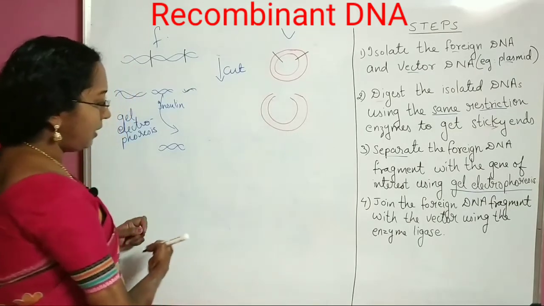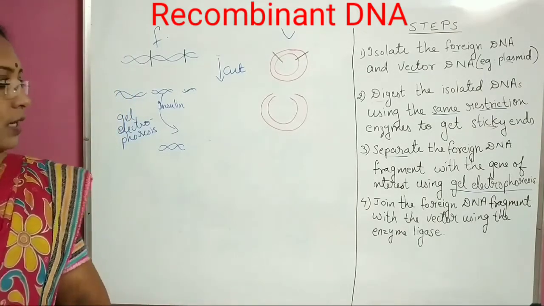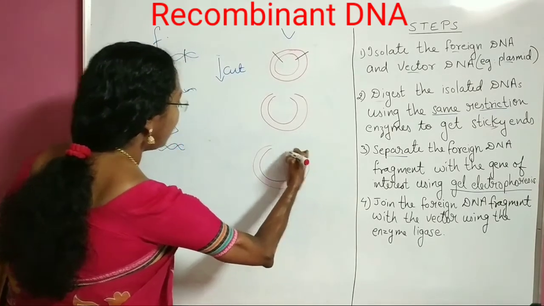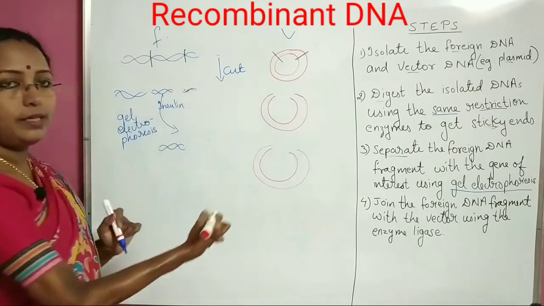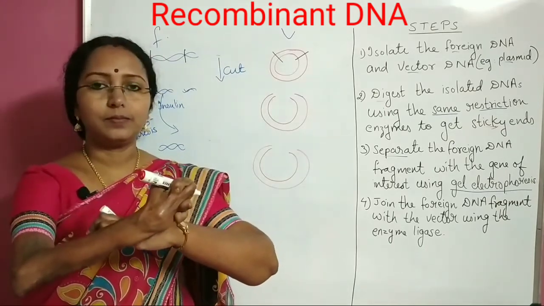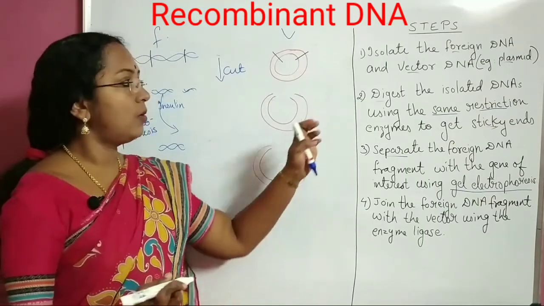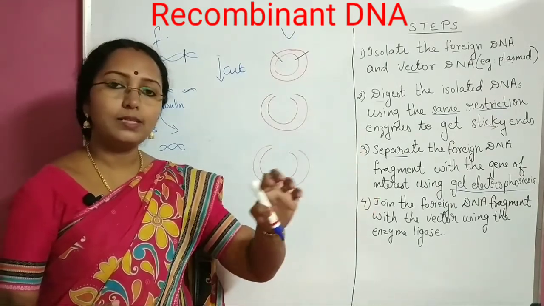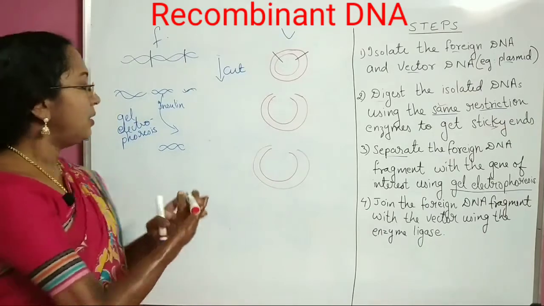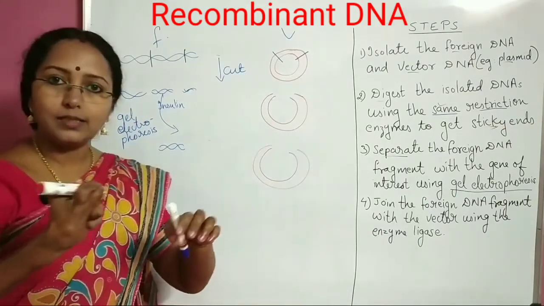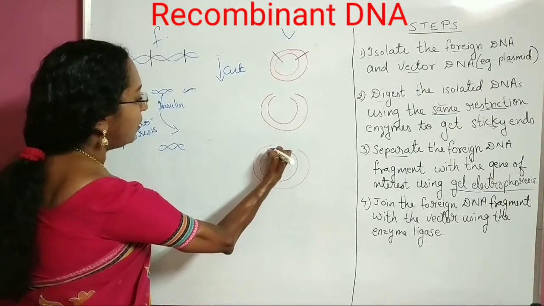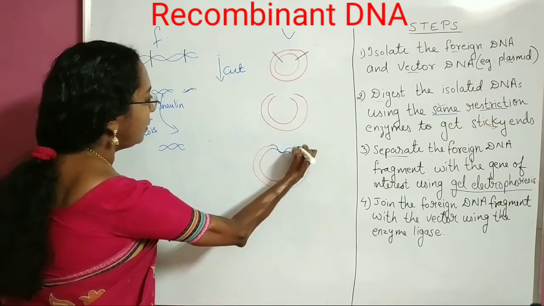Okay. Now here I have my vector DNA also cut open. Since I have cut open this vector DNA and the foreign DNA with the same restriction enzyme, I am going to have a sticky end. Okay, so that is the importance. Usually in recombinant DNA, we cut the foreign DNA as well as the vector DNA with the same restriction enzyme in order to get the sticky ends. So here both of them are having those overhangs. So I can easily insert this particular foreign DNA fragment into my vector DNA.